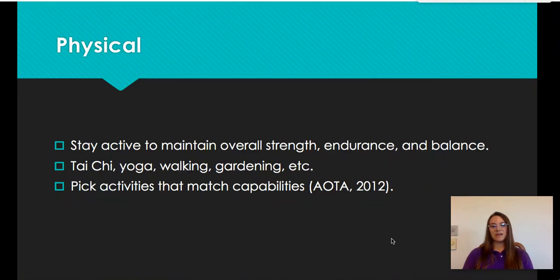So some ideas that can help you stay physically active is doing Tai Chi. This helps a lot with balance and strength. Yoga, walking, gardening, and so much more.